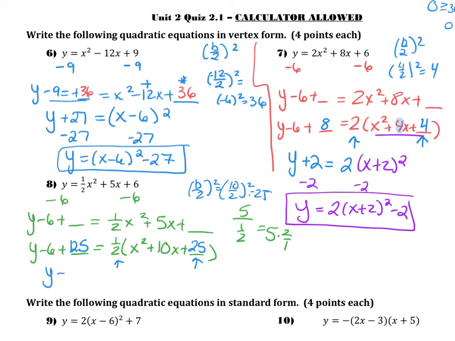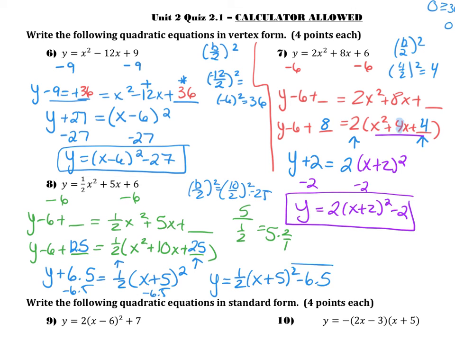So on this side, I'm going to have y plus, well, negative 6 plus 12.5 would be 6.5. 1/2 times, well, what multiplies to 25 and adds to 10 would be 5 and 5, so x plus 5 squared. Move that 6.5 over. So minus that 6.5 to the other side, and so my final answer will look like this.